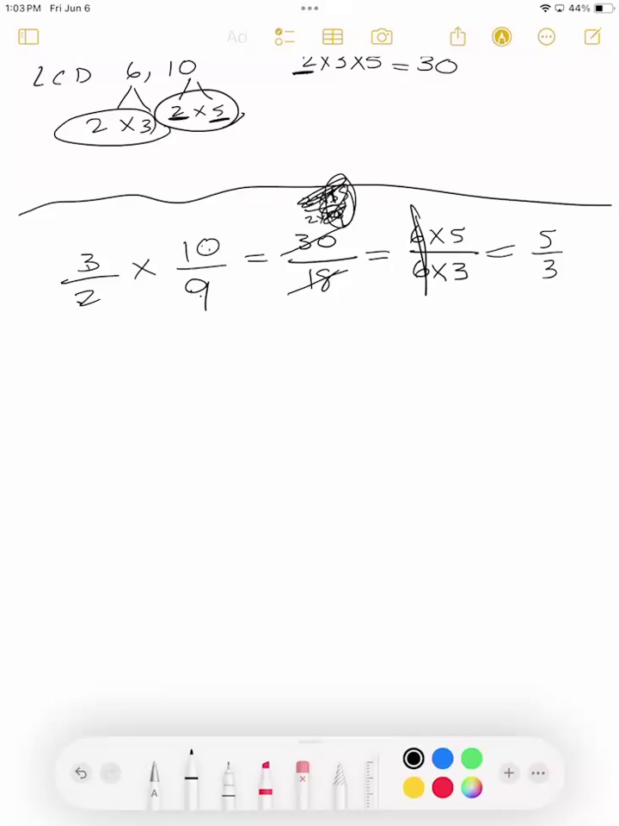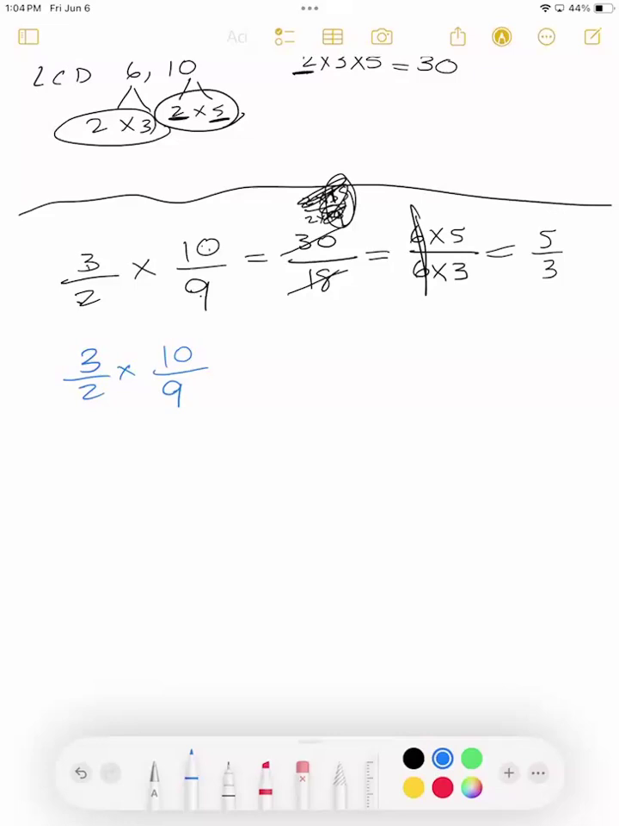How else could I have done this? So this method works all the time. If you're comfortable with this, use that method. Or you could also say at the very, very beginning, I am going to reduce any top number by any bottom number and then multiply.